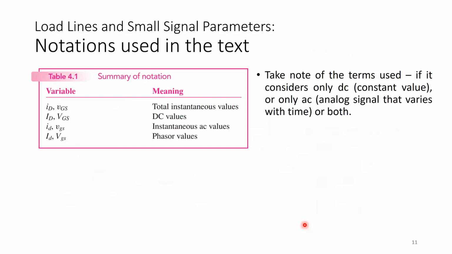Alright, now let's review the notations used in the text. We have small letters with capital letter subscripts, or capital letters with capital subscripts. So take note of the terms used here. Consider whether it considers only the DC constant value, only the AC, or both. You can consider just DC, just AC, or a combination of both.